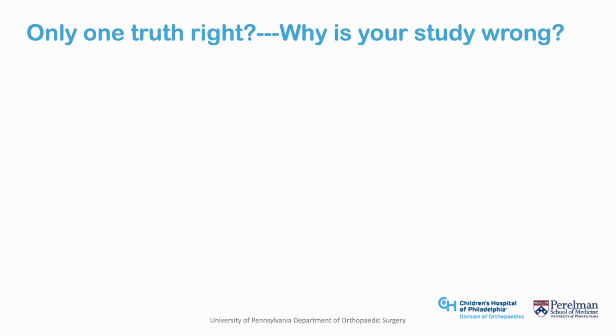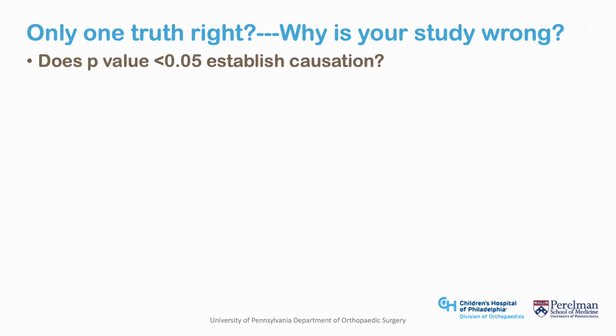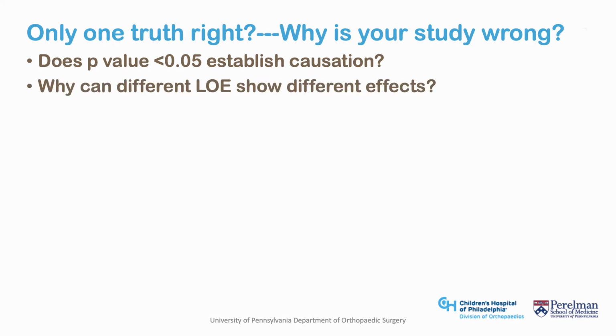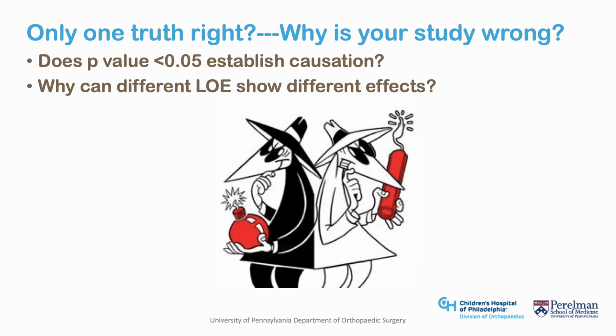How is this possible? There's only one truth, so how can these studies be wrong? Shouldn't a p-value of less than 0.05 establish causation? How can different levels of evidence show different results? The answer is bias and confounding. Higher levels of evidence incorporate more controls for bias and confounding.